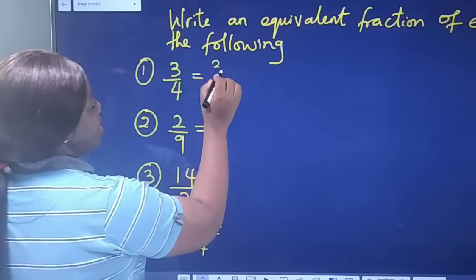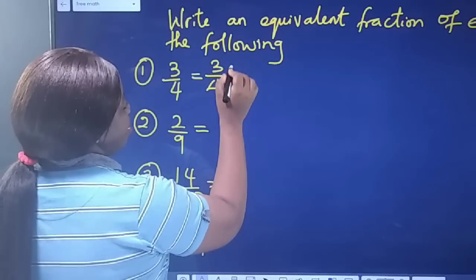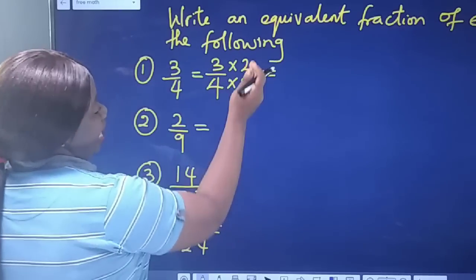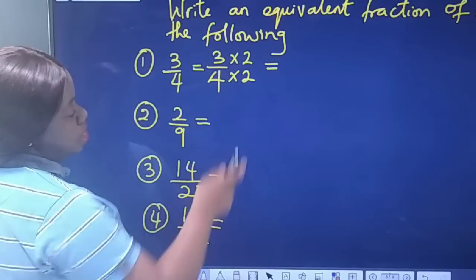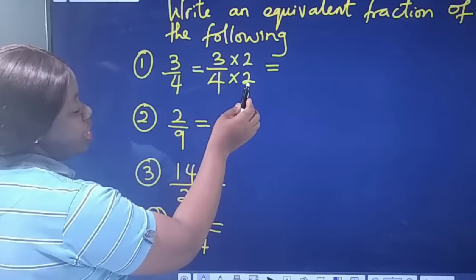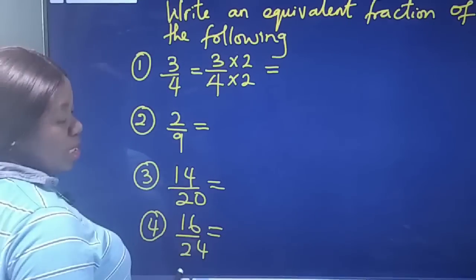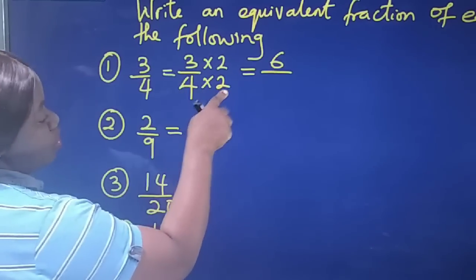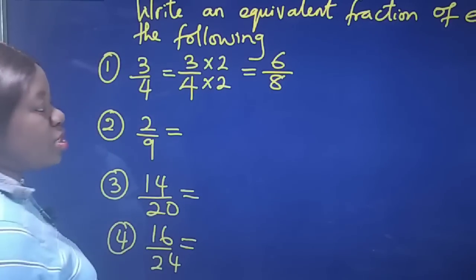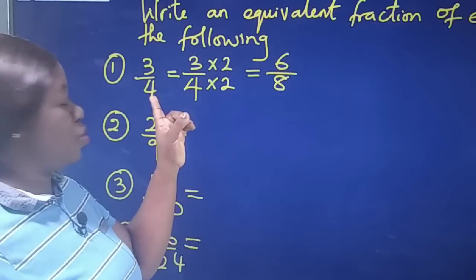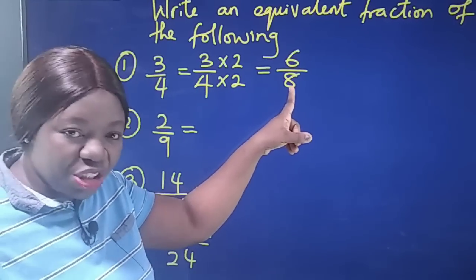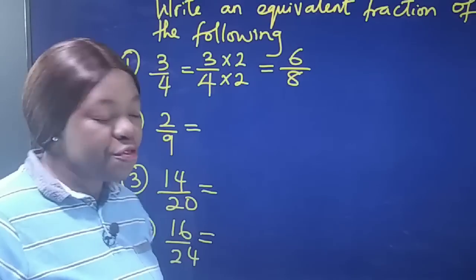So now I'll be multiplying the denominator and the numerator by 2 so I can get an equal fraction. You can see that I'm multiplying the numerator by 2. I have to multiply the denominator by the same quantity. So 3 times 2 is 6. 4 times 2 is 8. So 6 over 8 is equal to 3 over 4. 6 over 8 is an equivalent fraction of 3 over 4.